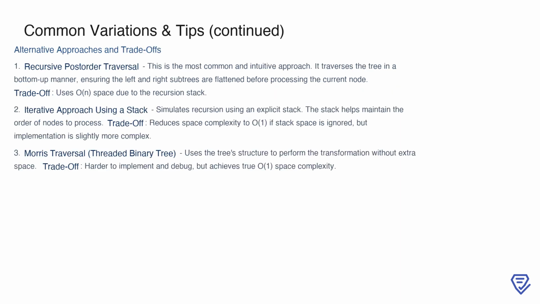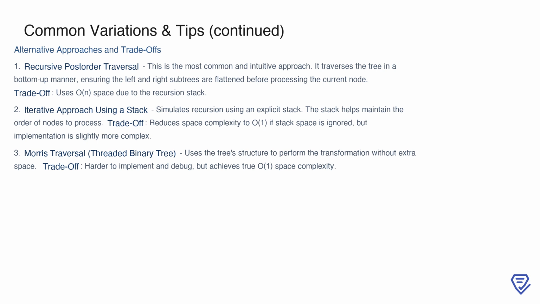There are multiple approaches to solving this problem, each with its own advantages and trade-offs. The recursive post-order traversal approach is the most common and intuitive. It processes the tree in a bottom-up manner, ensuring that the left and right subtrees are flattened before handling the current node. However, this method uses O(n) space due to the recursion stack.